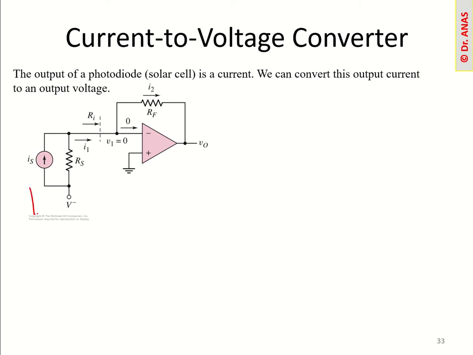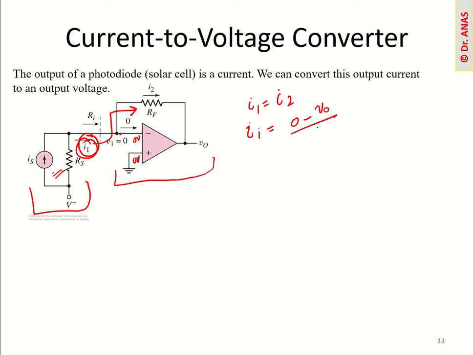For example, this circuit represents the photodiode or solar cell, and the output is the current. If you just replace it with, for example, an inverting amplifier here, basically this is 0 volt, a virtual ground. This is the incoming current I1, and basically I1 will be equal to I2. This whole current goes here. I1 is the input current from this solar cell, and I2 we can write as 0 minus output voltage divided by the feedback resistor, so the output voltage will be minus the input current multiplied by the feedback resistor.